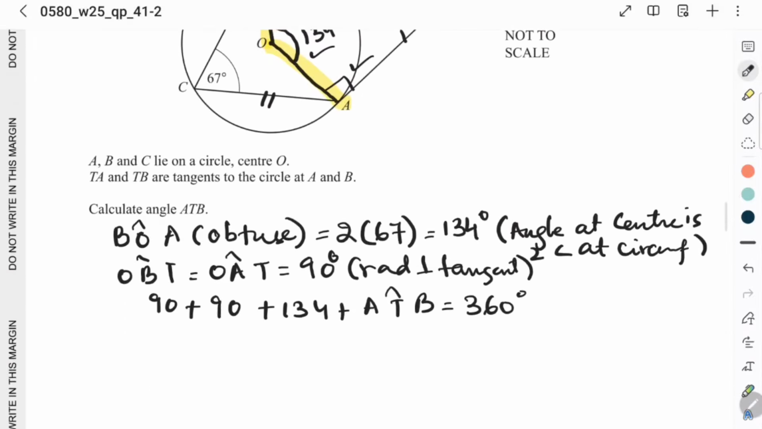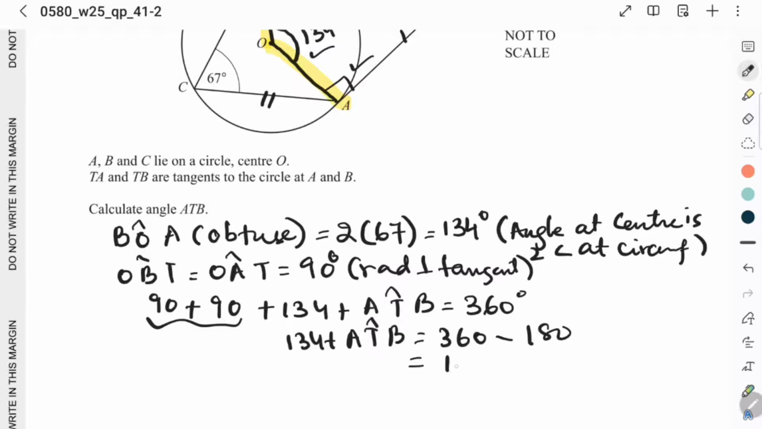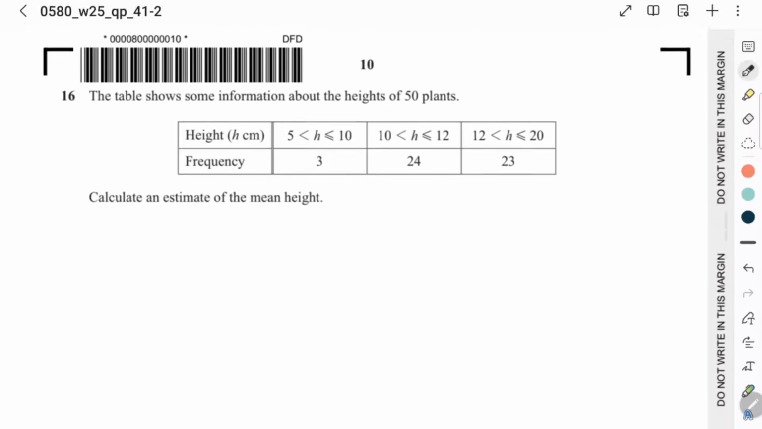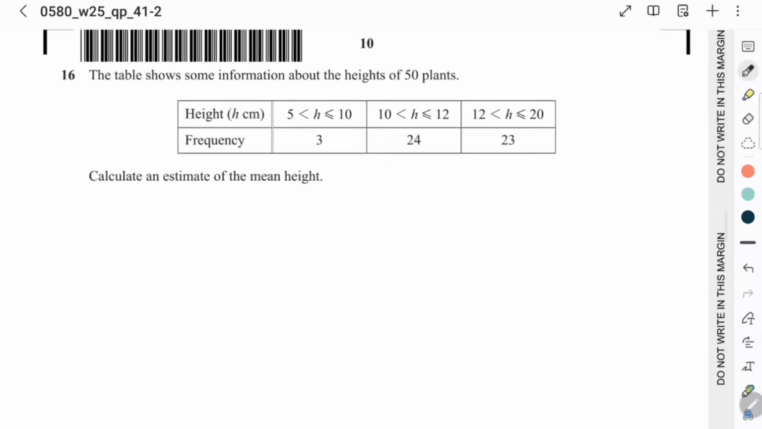Alright, so 90 and 90 makes 180 degrees. So what do? 134 plus ATB is equal to 360 minus 180. I just combine these two, or 180, and ATB is equal to 180 minus 134 degrees, which is equal to 46 degrees, is the answer for this question. Alright, now go to the next question, number 16.